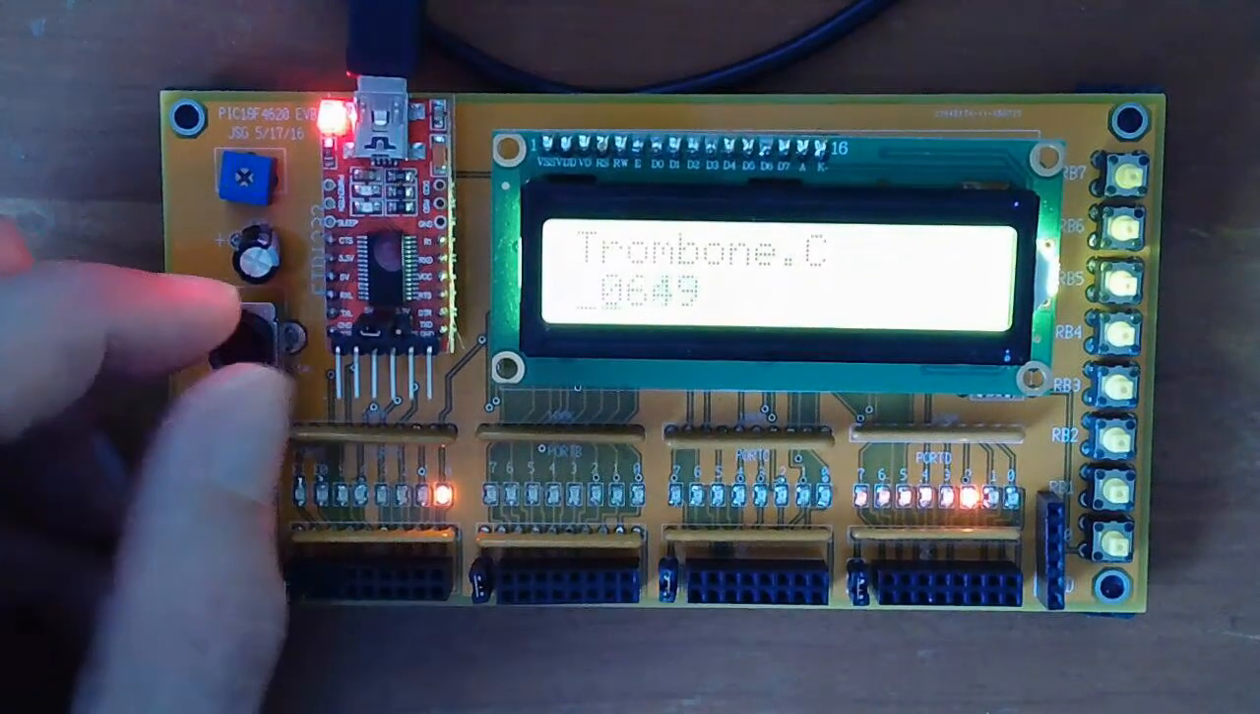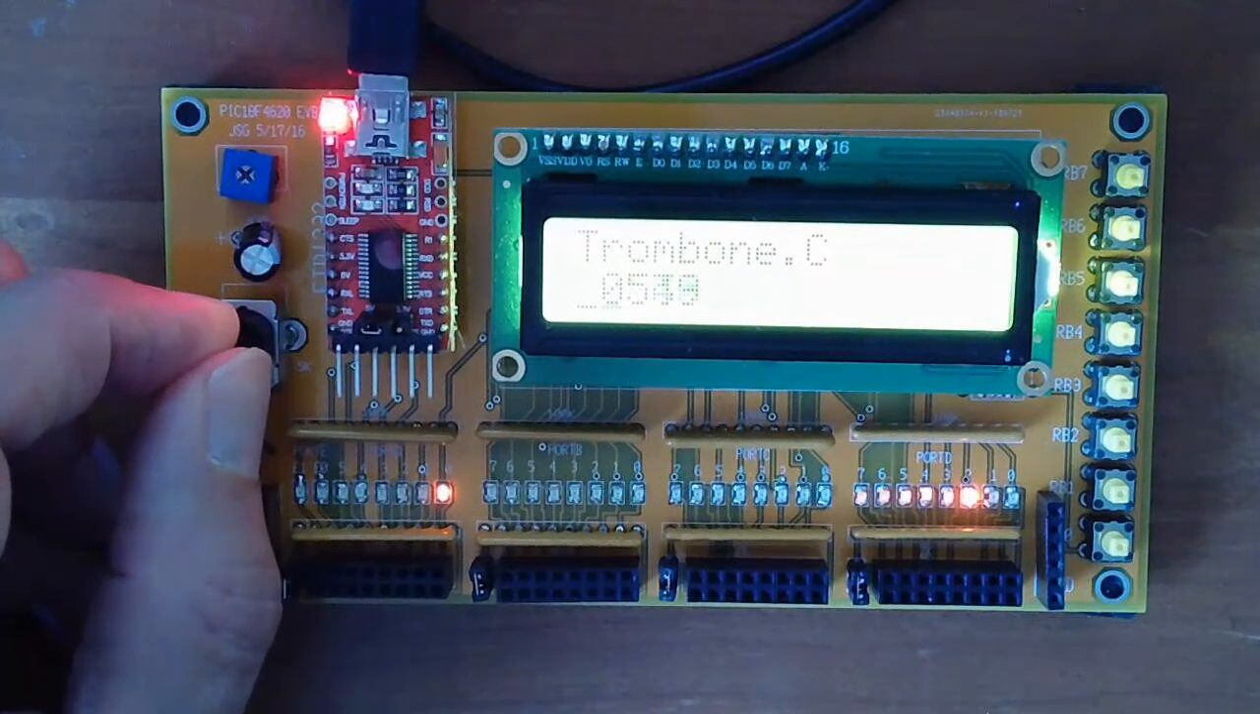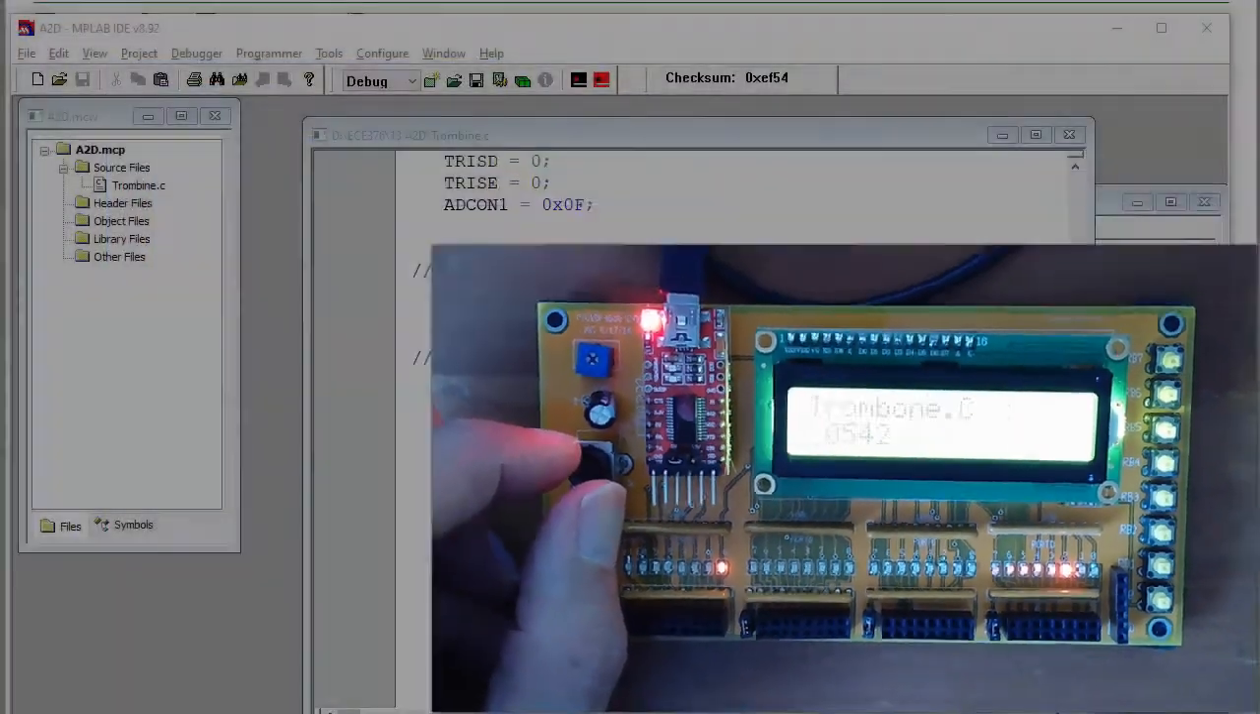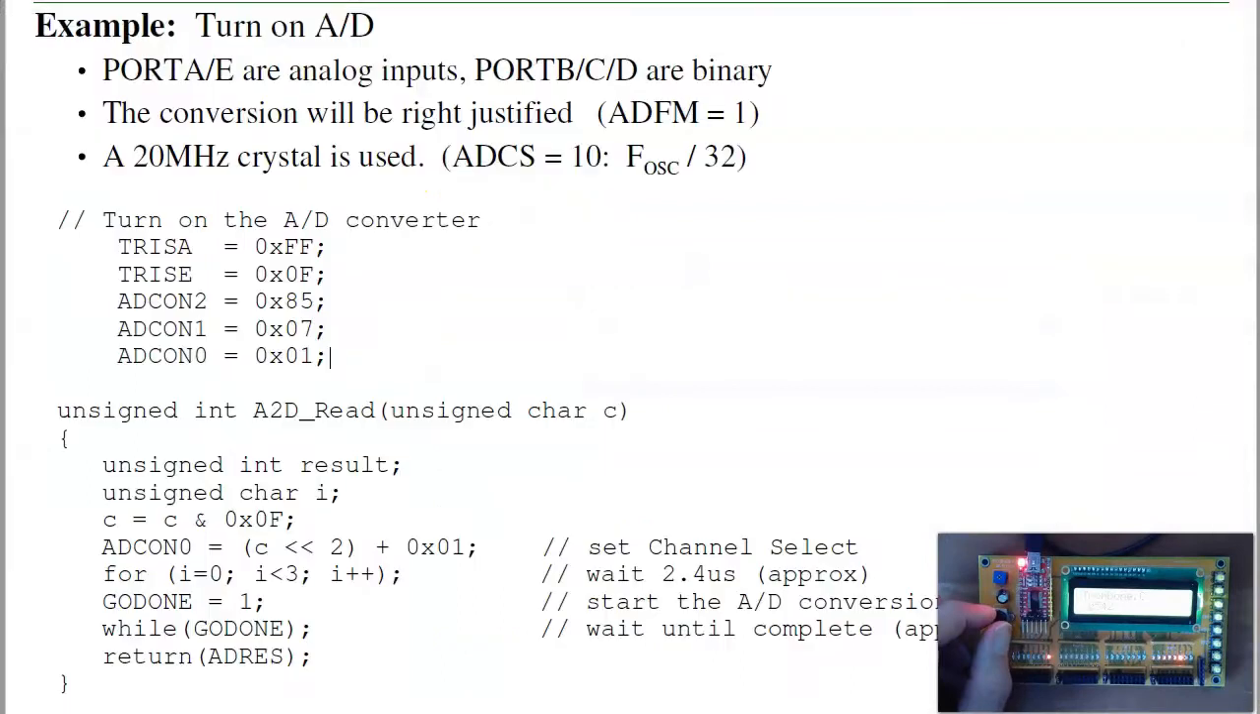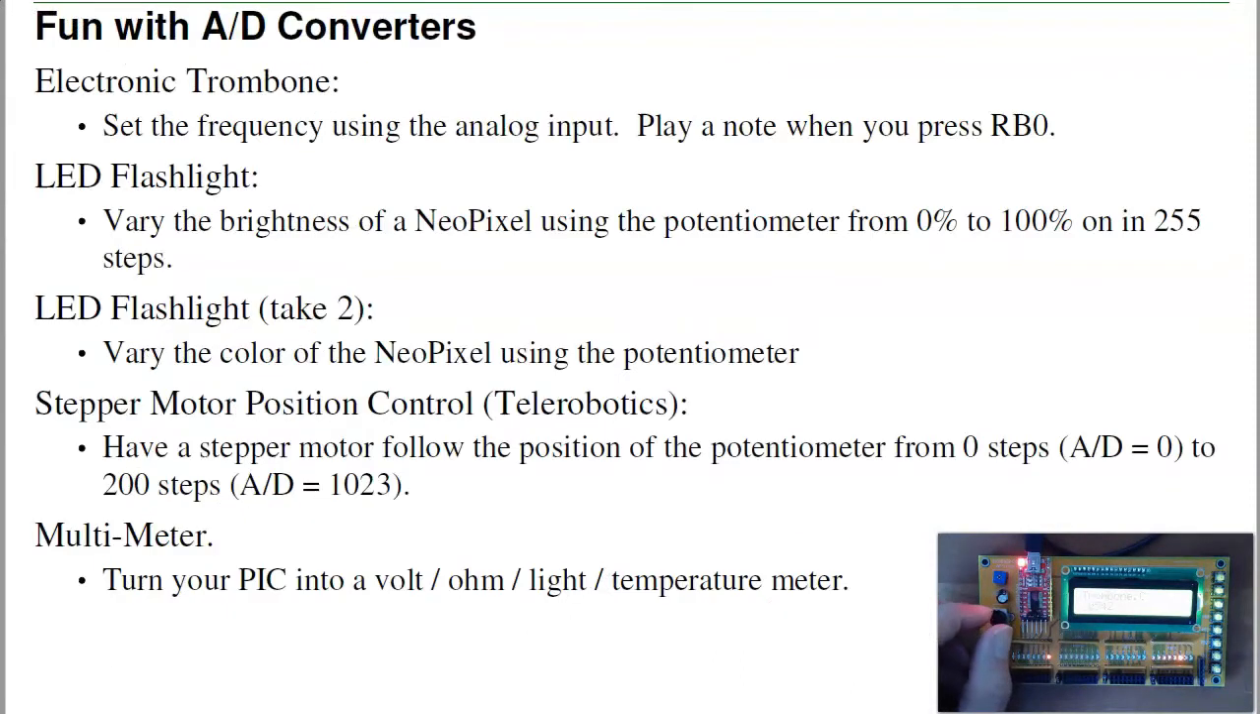Now it's your job as the engineer. What do you do with it? Let's go through a couple examples of what you can do with that. First example, I'll do electronic trombone, where I can have a piano that plays different tunes, and I can change the frequency with the analog input. A NeoPixel flashlight, where I can vary the brightness of the flashlight using the pot. A stepper motor position control, kind of telerobotics, and a multimeter. Turn your PICkit board into a voltmeter, ohm meter, light meter, temperature meter.